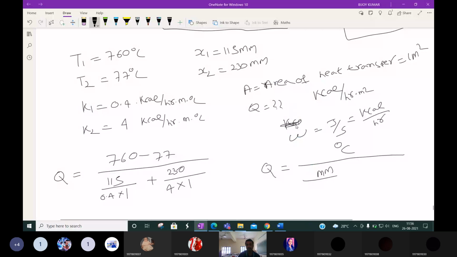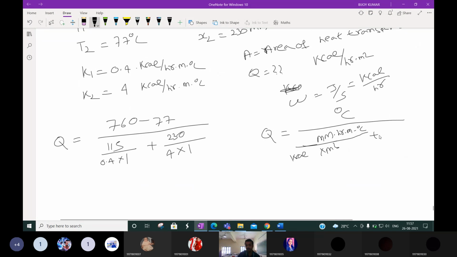Okay, so the area is what? In meter square. The 0.4, what is its unit? It is kilocalorie per hour. Per hour means per time here. It will come per hour into meter into degree Celsius.